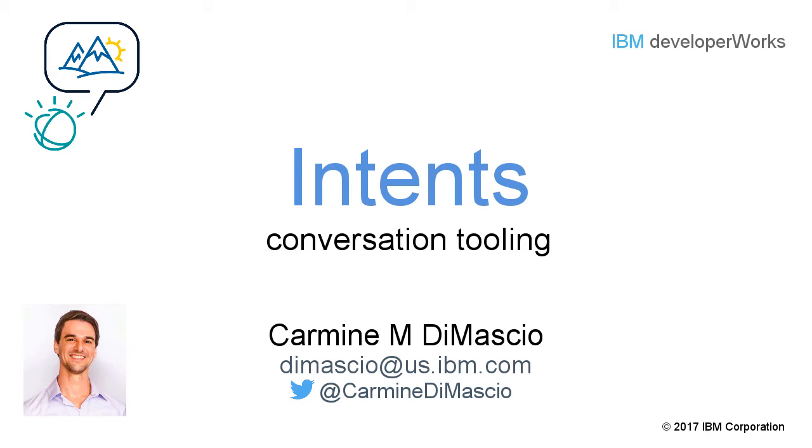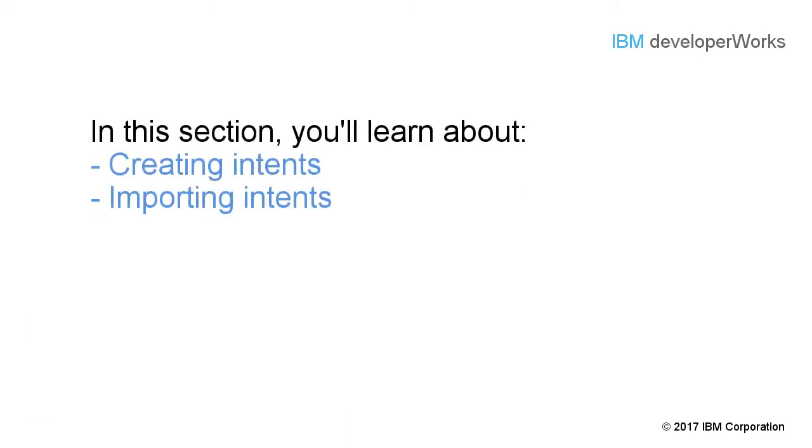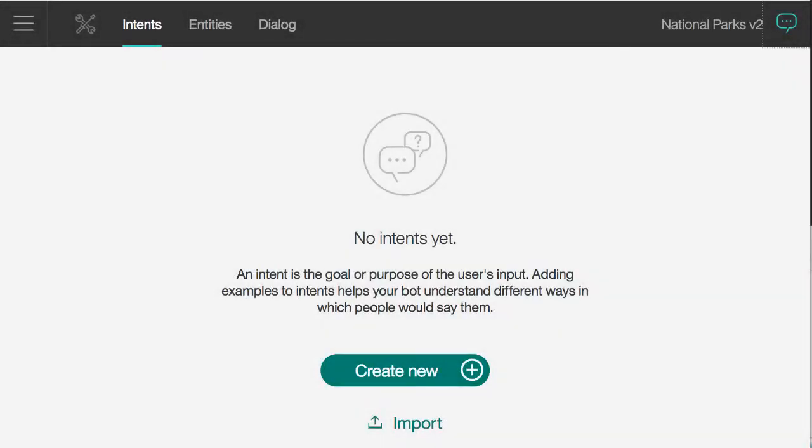Now that we've learned a little bit about intents, let's go ahead and use the tooling to create some. During the section on tooling, we learned that there are two ways to create new intents. One is to use the Create New button in the tooling, and two is to import them from a CSV file. Let's start by importing from a CSV file.